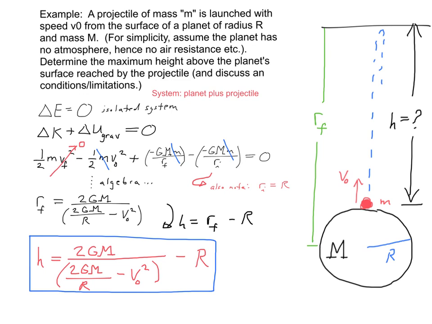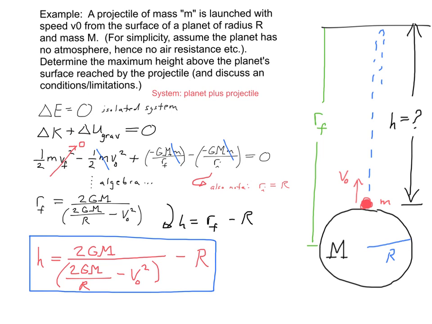So that checks out. Finally, I want to discuss the conditions or limitations on this answer. So consider this. What if v sub 0 squared was bigger than this term? Then this minus v sub 0 squared would give me a negative number, and a negative number minus a positive number gives me an even greater negative number. So I'd have a negative height. What could a negative height possibly mean? Well, whatever it means, it certainly isn't physical.